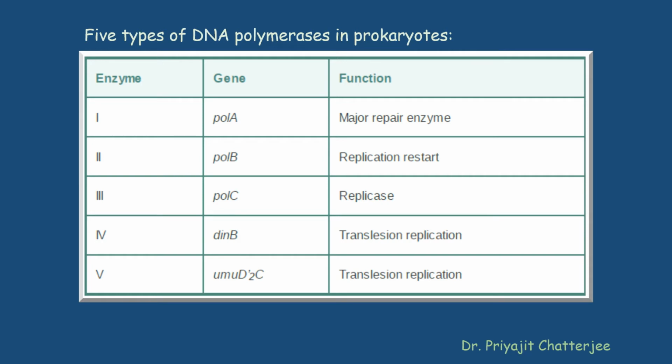It is the product of the DnaC protein. DNA polymerase 4 and 5 are involved in allowing replication to bypass certain types of damage, and they are called error-prone polymerases. Only one DNA polymerase is the replication enzyme, that is DNA polymerase 3. The others participate in repairing damaged DNA, restarting stalled replication forks, or bypassing damaged DNA.